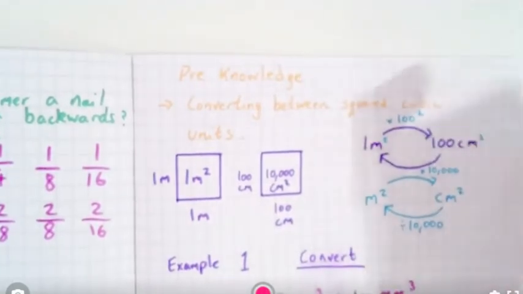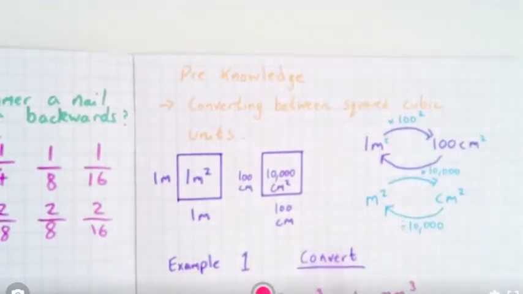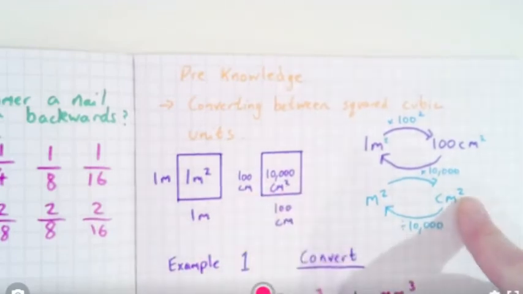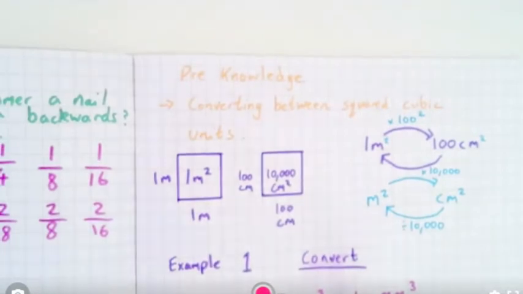So the conversion between meters squared and centimeters squared is 100 squared. The conversion between meters cubed and centimeters cubed is 100 cubed. So just think of the normal conversion and then square it or cube it, depending on what kind of unit it is. I'm going to do 3 examples. I'll show you what I mean, and then you're going to do 3, and then we can move on to the more precious stuff.